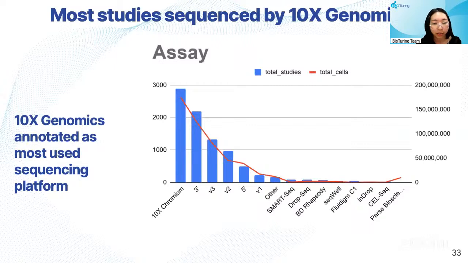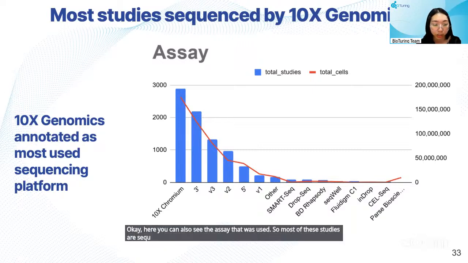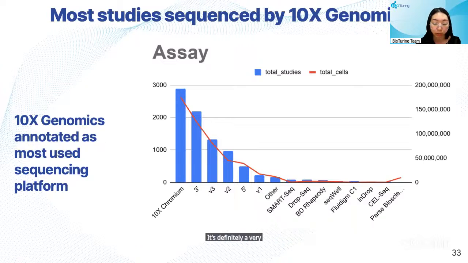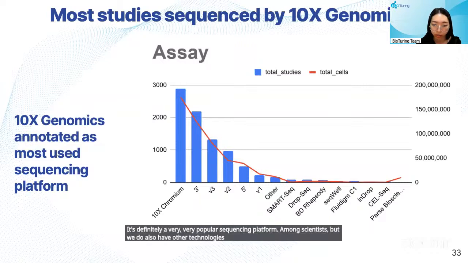Okay, here you can also see the assay that was used. Most of these studies are sequenced by 10x Genomics. It's definitely a very popular sequencing platform among scientists, but we do also have other technologies as well, such as SmartSeq, DropSeq, BD Rhapsody, and so on.